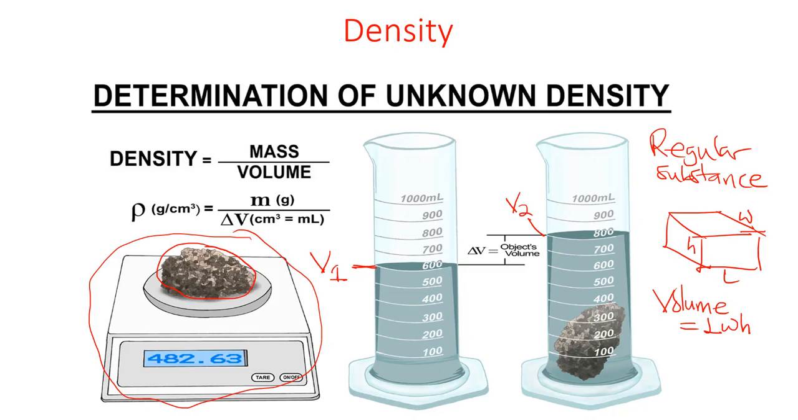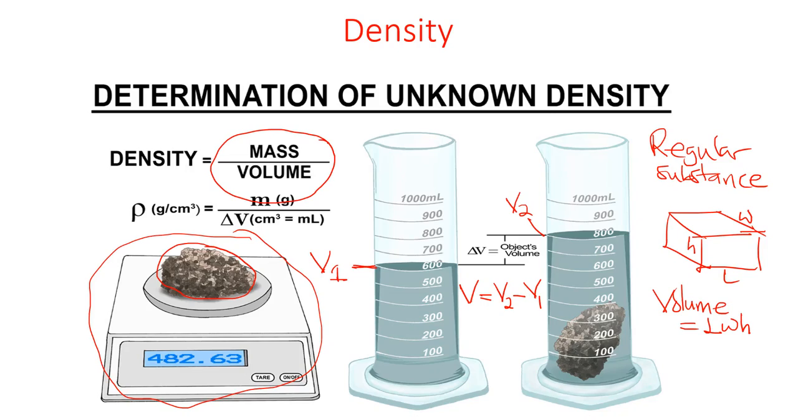So to determine your general volume, you just subtract the two volumes. So that is determining volume by difference. Once you are able to determine the volume and determine the mass, then you can take that information and plug it into this formula. Density is mass divided by volume.